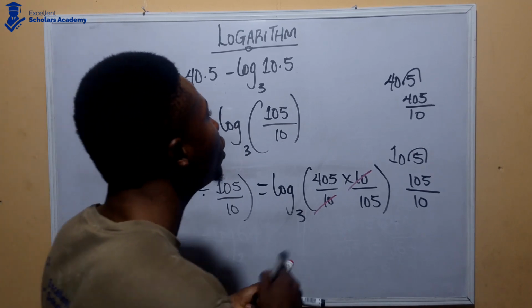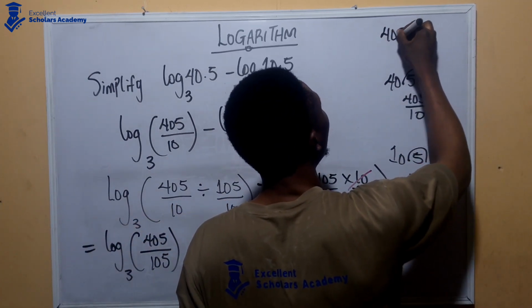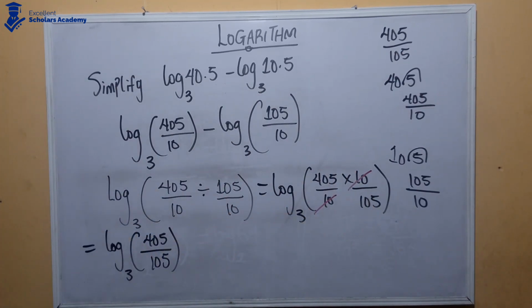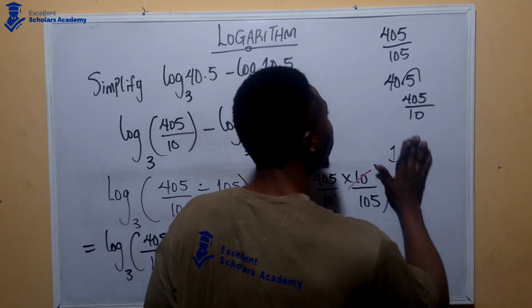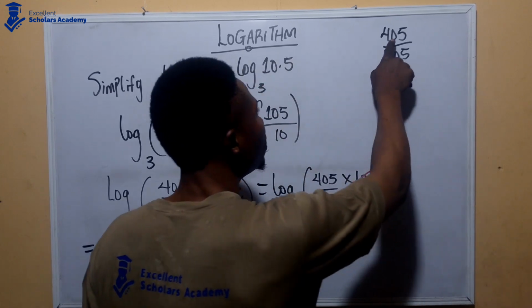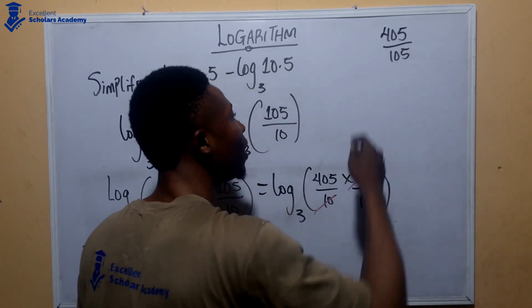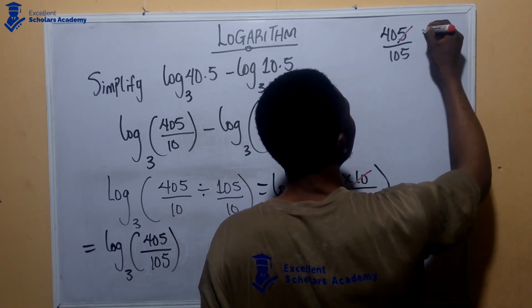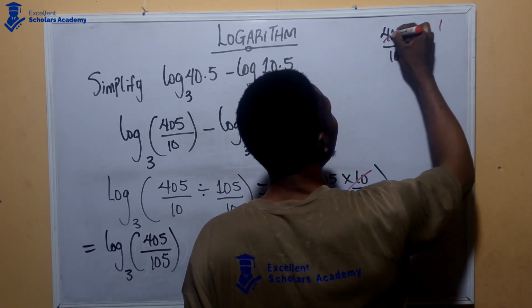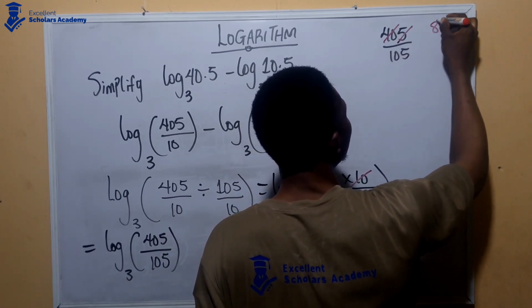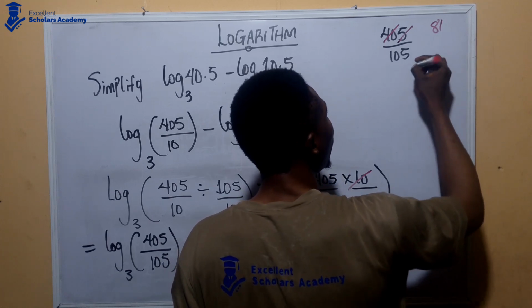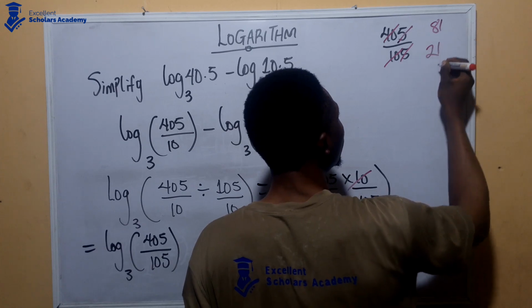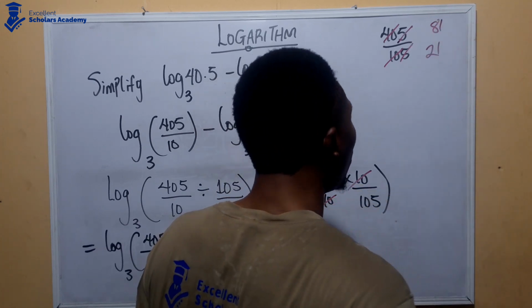Now, we're going to reduce 405 over 105 to the lowest term, because we can still divide 405 over 105. If you notice, 5 can go in 405 and 5 can also go in 105. Now, 5 goes in 5, you have 1. 5 goes in 40, you have 8, that's 81, right? Now 5 goes in 5, you have 1. 5 goes in 10, you have 2. So we're left with 81 over 21.